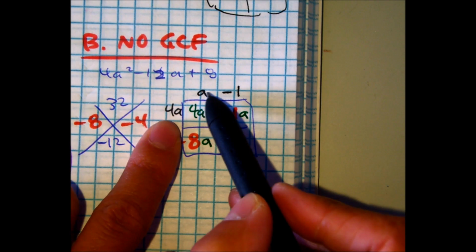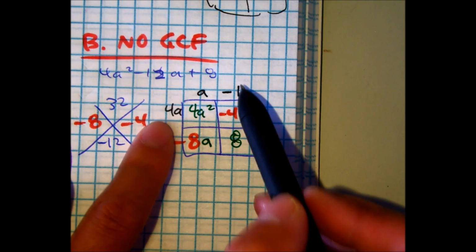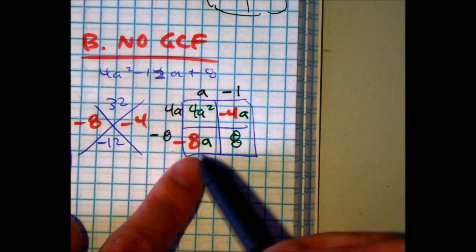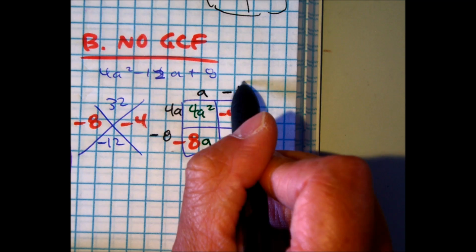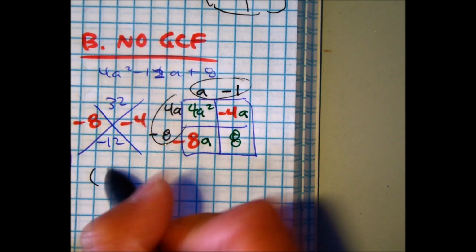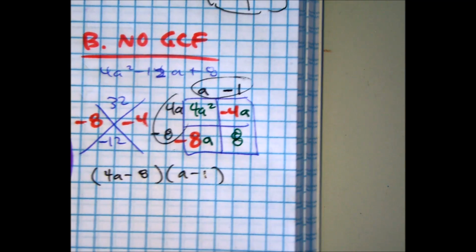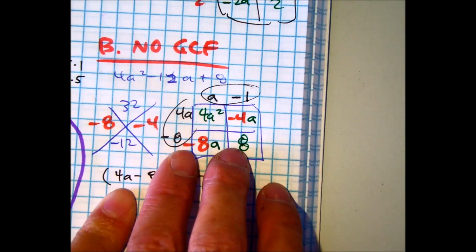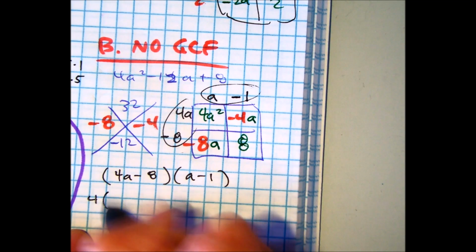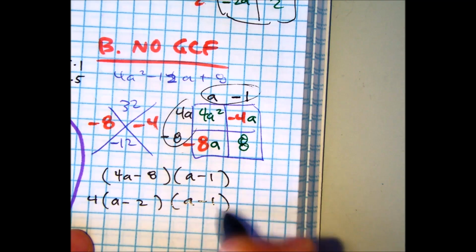Let's check. 4a times a is 4a squared. 4a times -1. A times -8. -8 times -1. Positive. So my answers are on the top here. Doesn't matter which order you write them in. 4a minus 8, a minus 1. This would give you partial credit, because you need to recognize that in here there's a greatest common factor. What's the greatest common factor there? 4. 4 times a minus 2, a minus 1. Something's wrong.